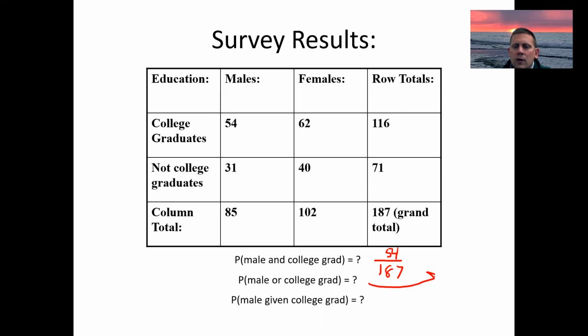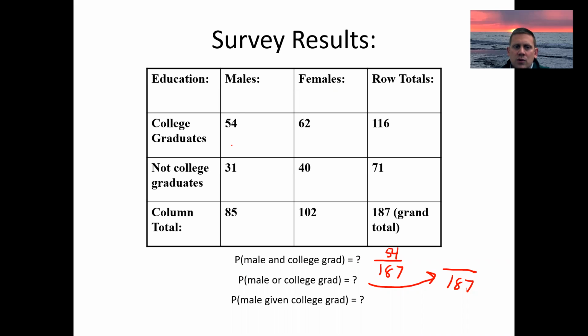Okay. So then for the second one, male or college grad. So did they give you any information? You might say, well, what do you mean? Well, look at the third one, male given college grad. You are being provided information. Okay. So when you're provided information, that means the bottom number will change. So in the second one, they didn't give us any information. So it's still 187.